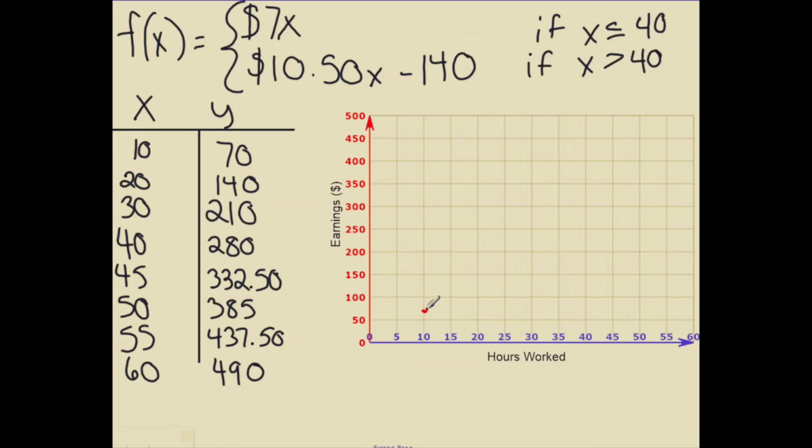Since you can't have a negative number of hours worked, all the values are positive. And also, because this function is continuous, there will not be a break between the two subfunctions. It will just be a continuous line.